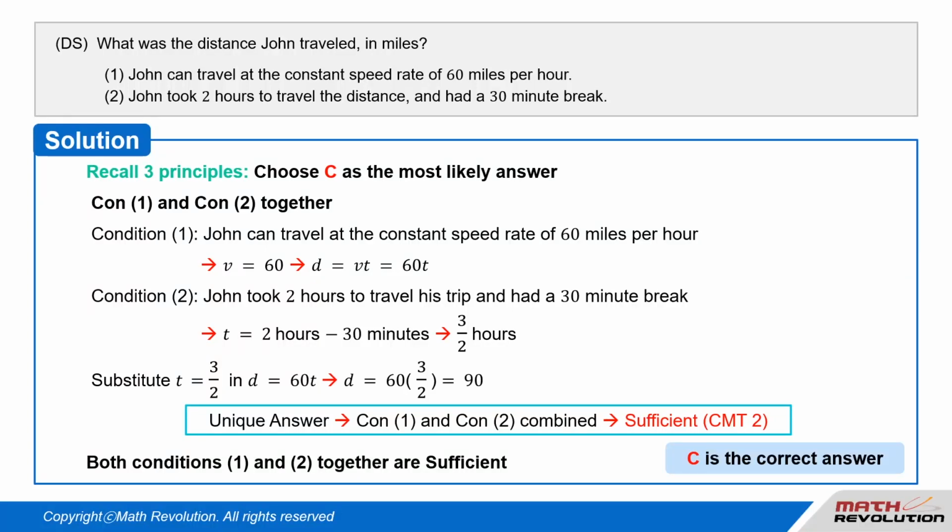This is a typical speed DS question. The answer is C because the number of variables starts with 3, and there is one equation. Thus, C is the answer. Answer: C.